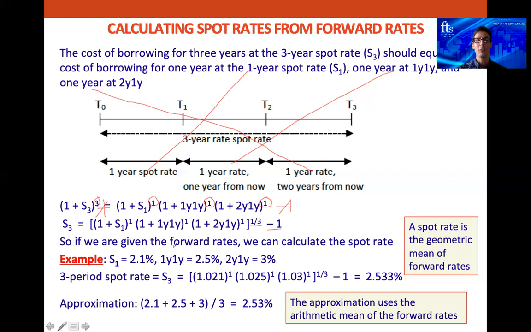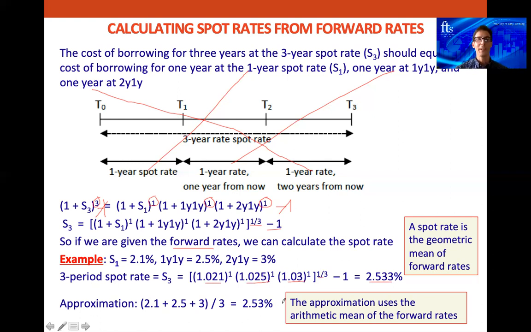So if we're given the forward rates, we can then work out the spot rate, no problem. They've given us these rates here, the spot rate, and these are the 2 forward rates. For the 3-period spot rate, all we do is take 1 plus the 1-year spot rate, and 1 plus the 1-year rate 1 year from now, and then multiply by 1 plus the 1-year rate 2 years from now, multiply them all together, put them to the power of 1 over 3, take off 1. There we go. We've worked out the spot rate from the forward rates.